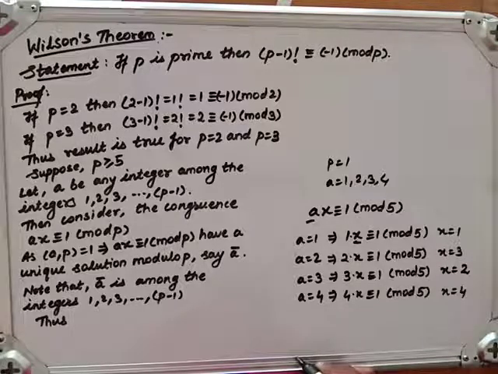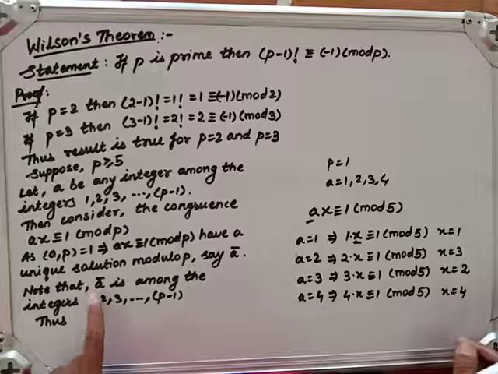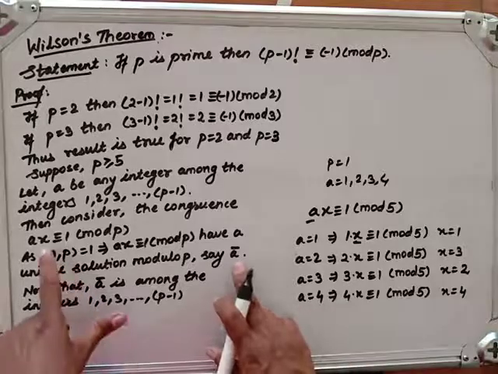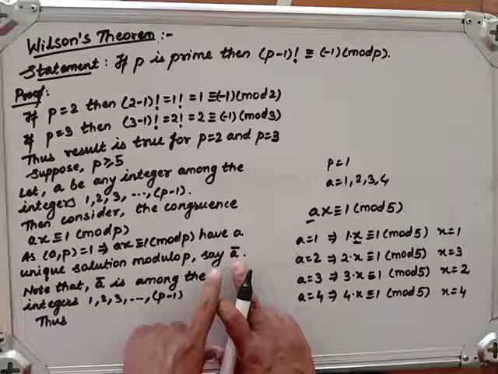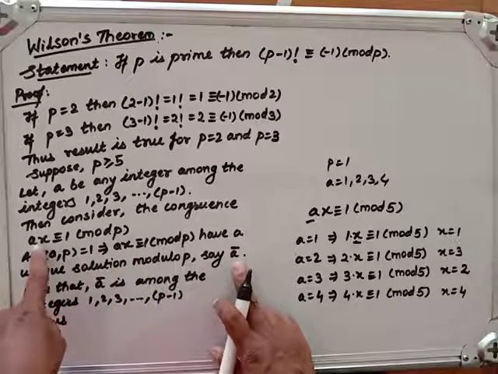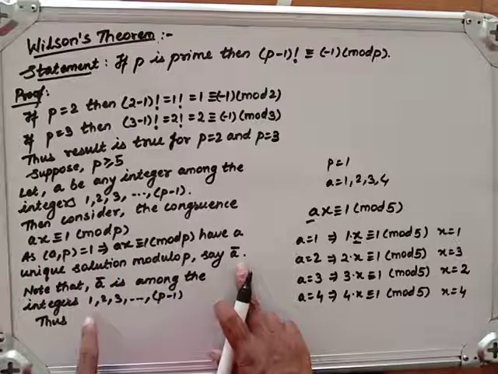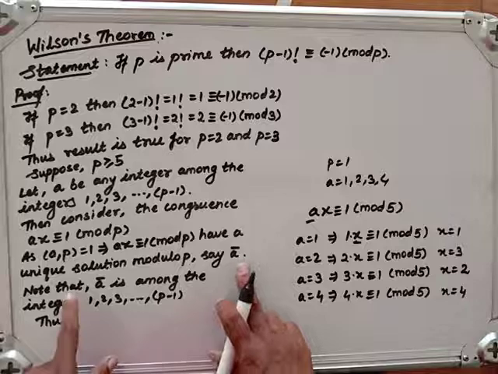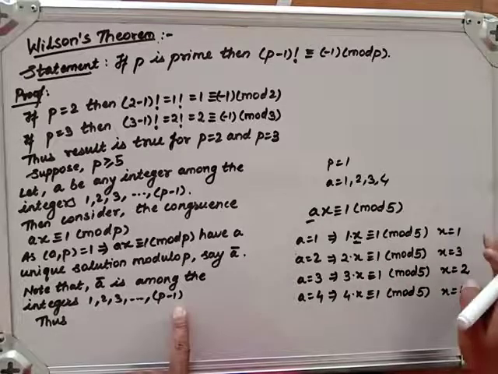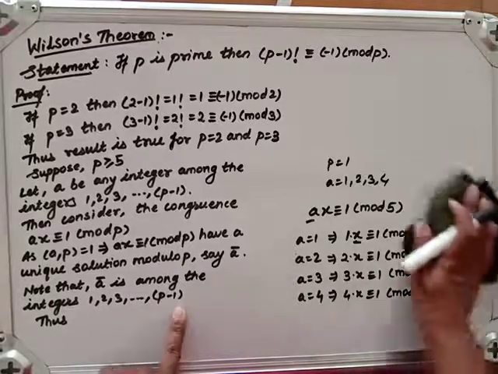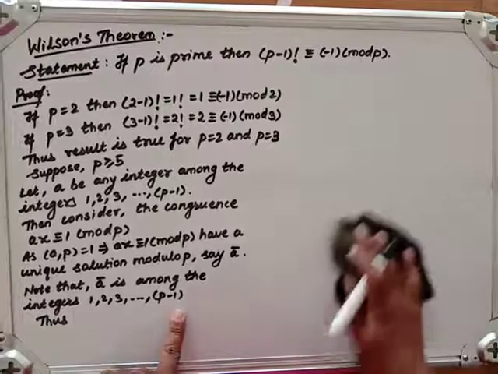16 congruence to 1 modulo 5. As such, this a bar will take the place of x. The solution will be a bar. So a bar is at the place of x, so a bar is obviously any one of these ones. Look at here, just like this. Any one of these.